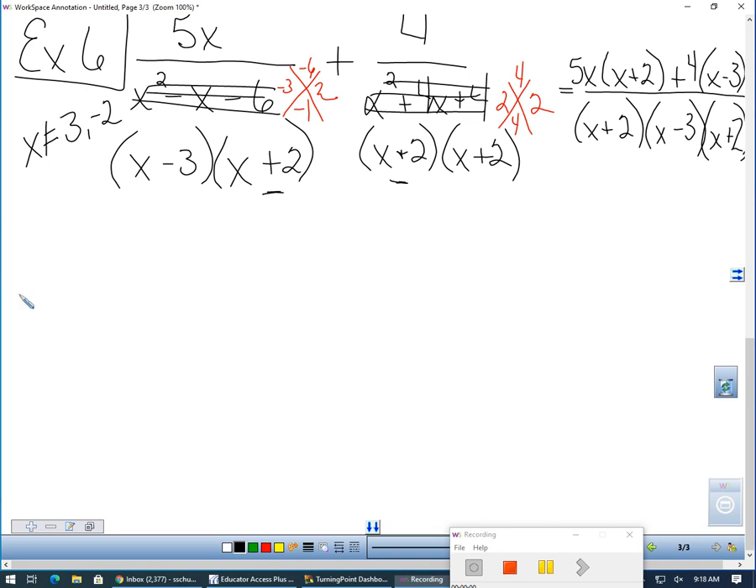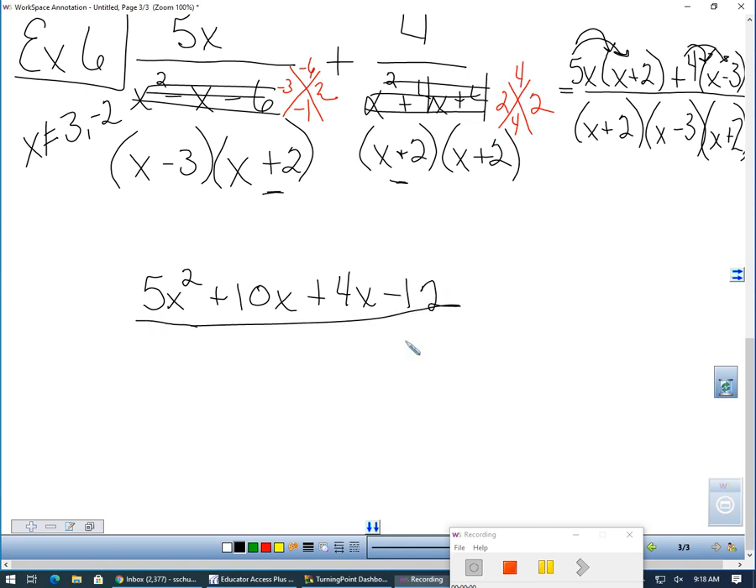Alright, so let's go ahead and distribute and collect like terms. 5x times x is 5x squared. 5x times 2 is 10x. Plus 4 times x is 4x. 4 times negative 3 is negative 12. All over x plus 2 times x minus 3 times x plus 2.